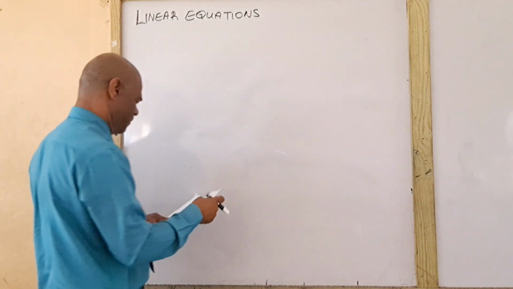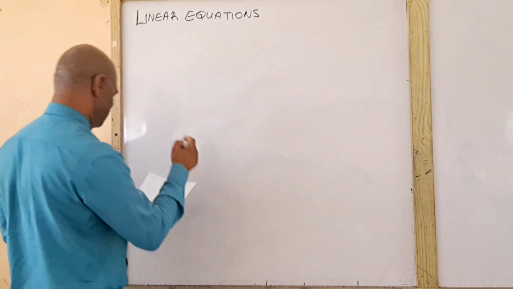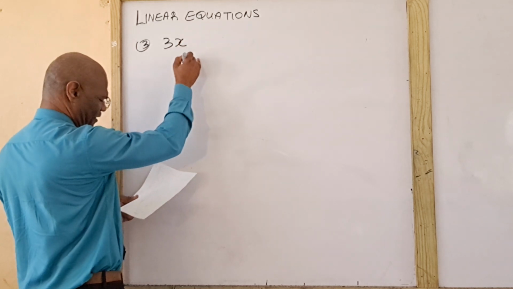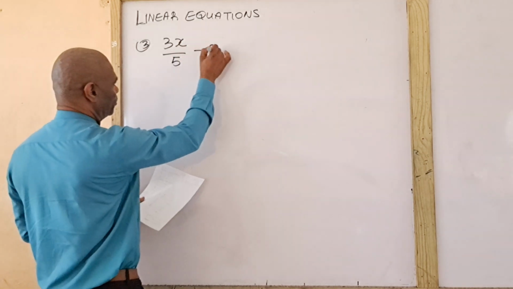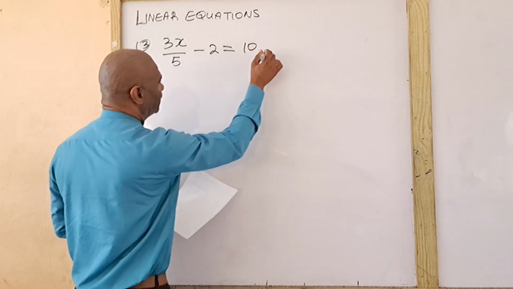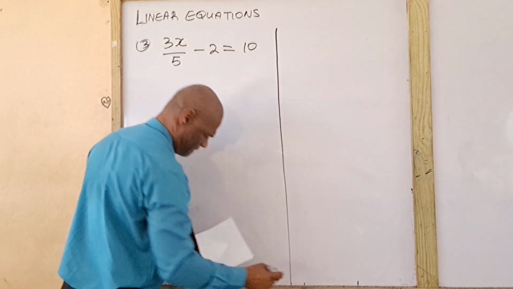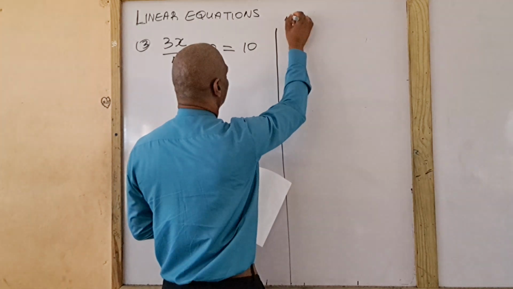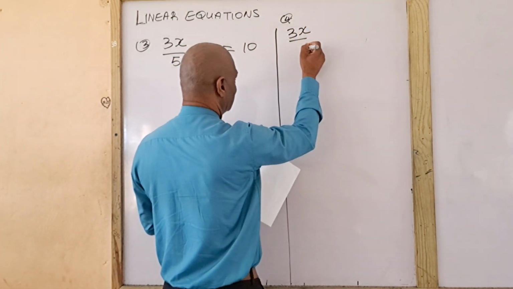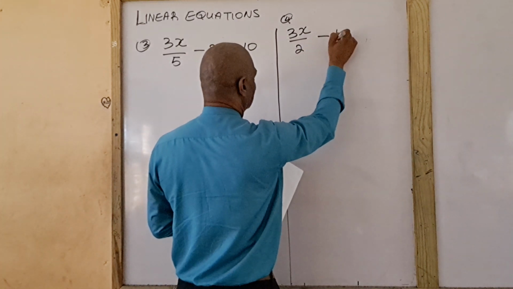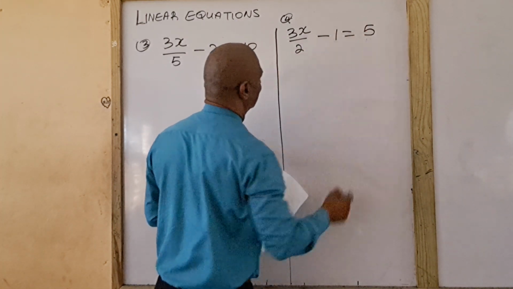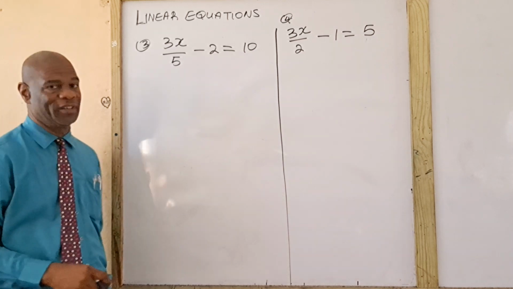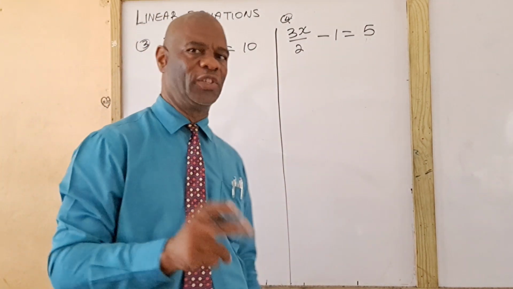So we have number 3, 3x divided by 5 minus 2 equals 10. And then we have number 4, 3x divided by 2 minus 1 equals 5. Alright, so let's go ahead with this. So we have 3 times the number divided by 5 minus 2 equals 10.